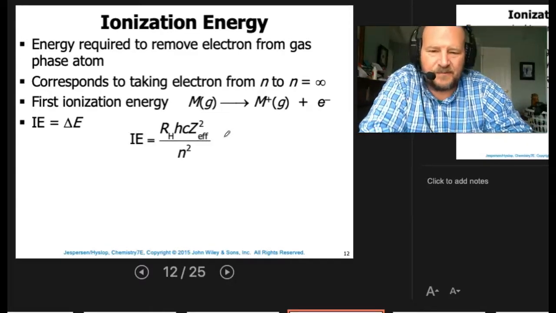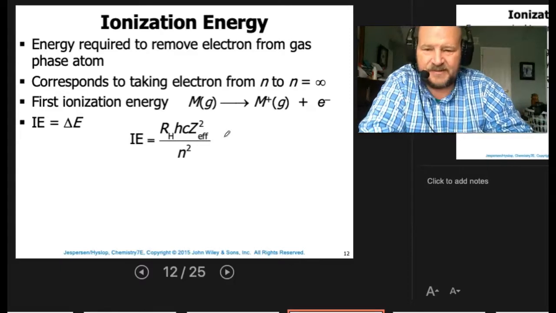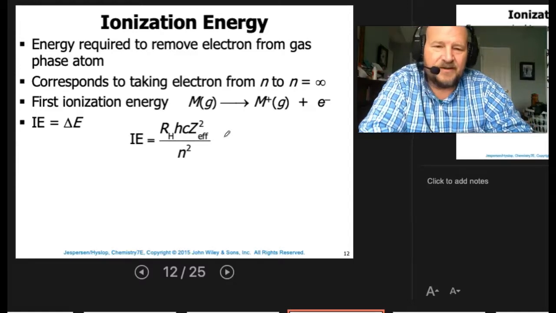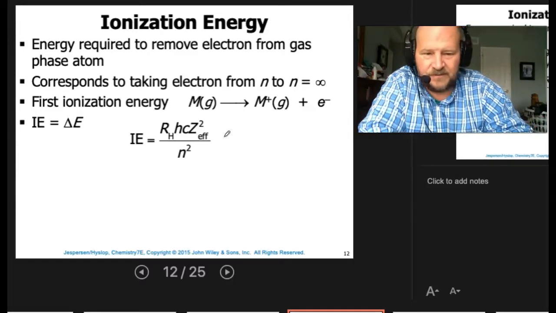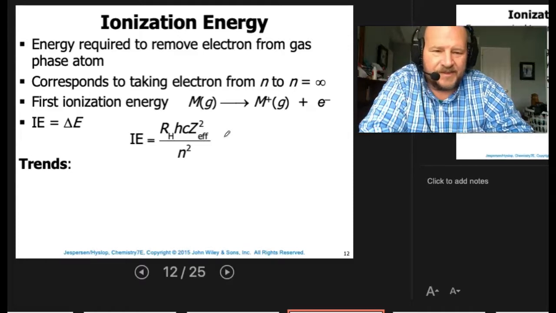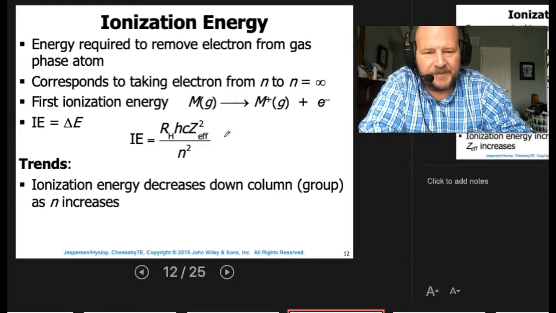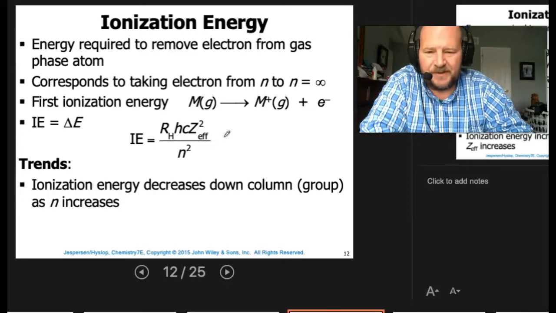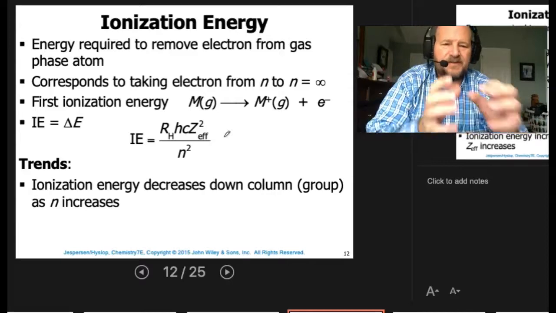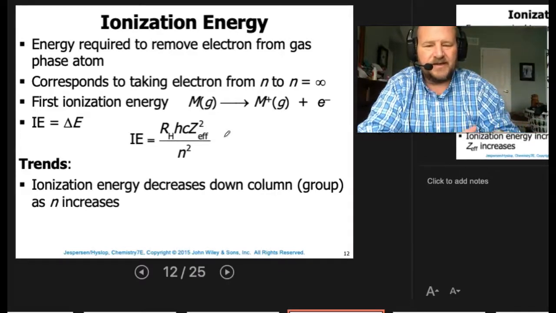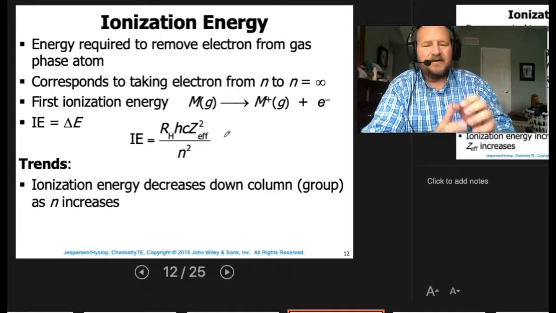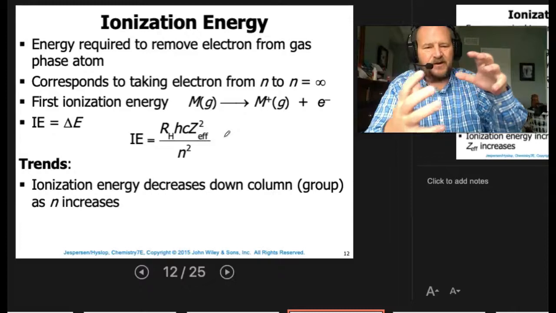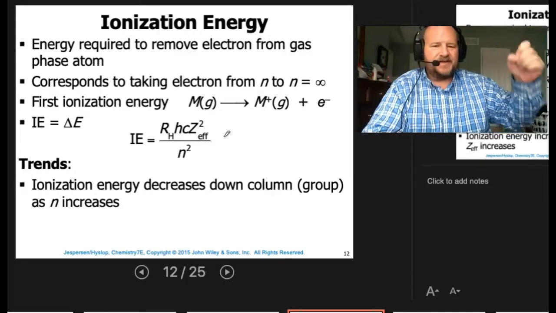IE is equal to the Rydberg constant times the Planck's constant times the speed of light times the Z effective squared divided by the shell number squared, the energy level squared. So all of that just to say, what are the trends? Well, they're the opposite of the size. Ionization energy decreases as we move down a period or down a group. As the atom adds a shell, it's getting easier and easier to pull an electron out. What's holding the electrons in is the nucleus, so if I move the electrons further and further away from the nucleus, it's going to be easier to pull them out.